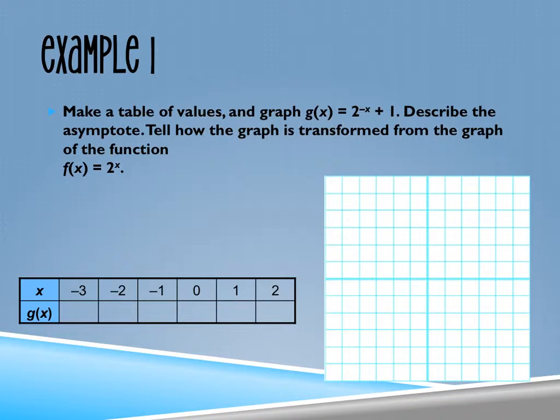And then it says describe the asymptote, tell how the graph is transformed from the graph of the function. So start with the description part first before we even plot the points. If my function is g of x equals 2 to the negative x plus 1, what's the negative on the exponent do? It's a reflection over the x or over the y? Over the y, right? So this is going to be over the y. If it's in the front, it's over the x. If it's in the exponent, it's over the y. And then the plus 1 does what? Up 1.